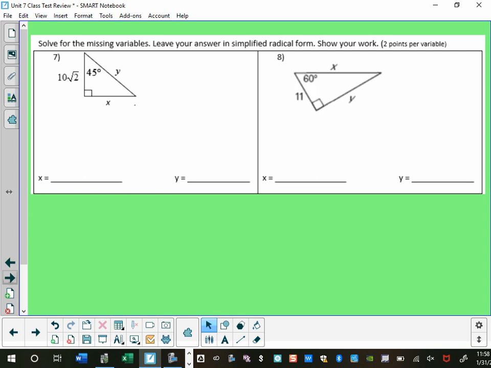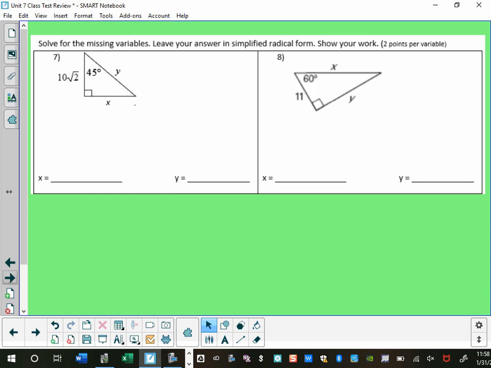Alright, number 7. We're done with Pythagorean theorem. We're moving on to the next section. This is not trig yet. This is our special right triangles. I have 2 special right triangles: 30, 60, 90 and 45, 45, 90.